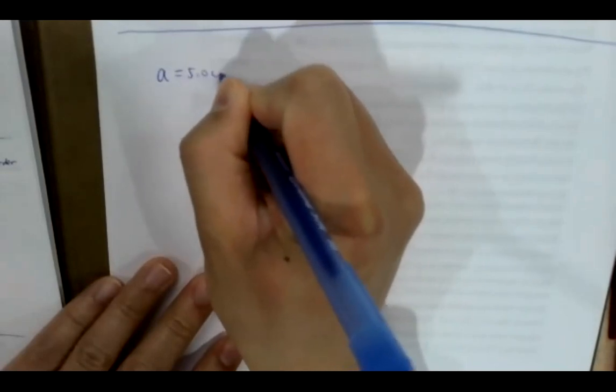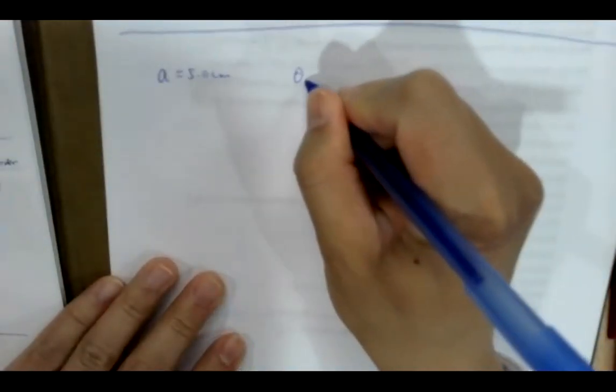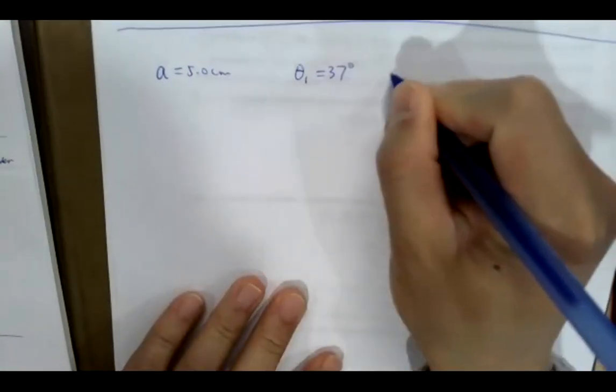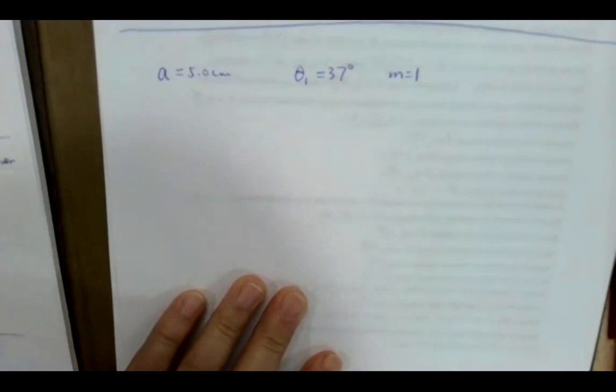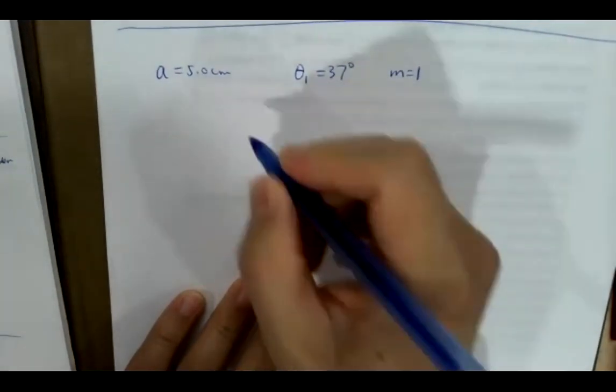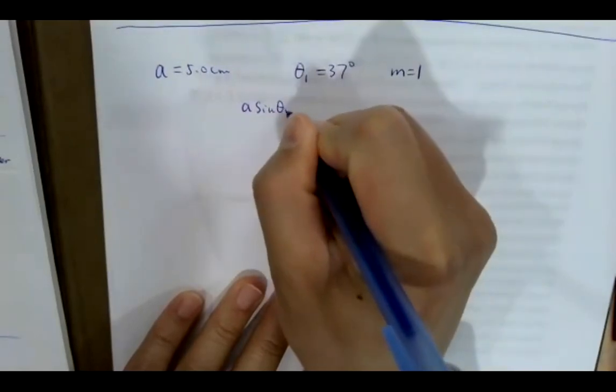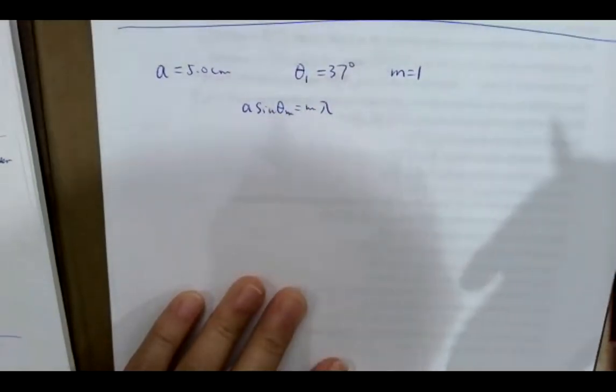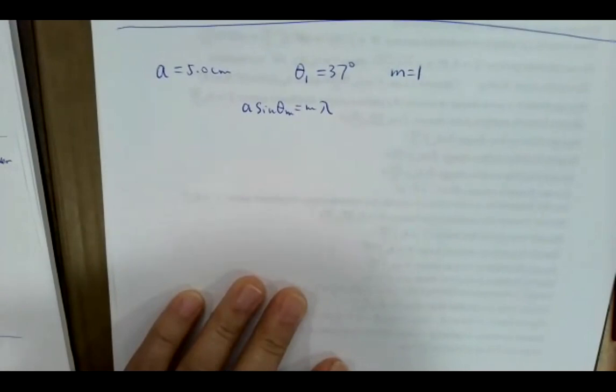So this one says the opening of the slit is 5, so that means your A is equal to 5 centimeters. It says your theta 1 for the first order diffraction minimum is 37 degrees. That means your m is equal to 1. So theta 1 is equal to 37 degrees, m is equal to 1. This is a diffraction minimum, so you'll be doing A sine theta m equal to m lambda, where m is equal to 1. It's asking you what will be the wavelength of the microwave. So you're looking for lambda.